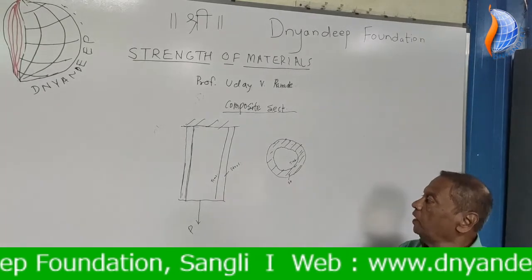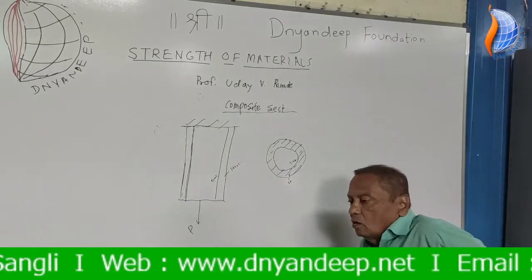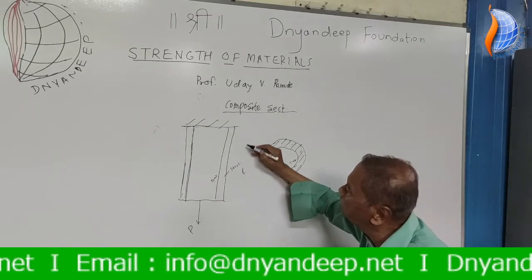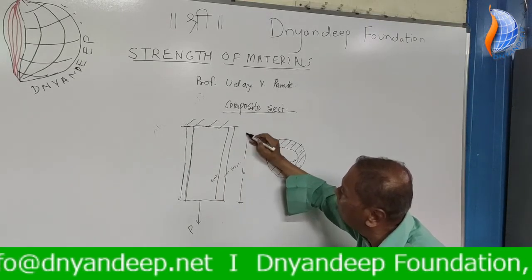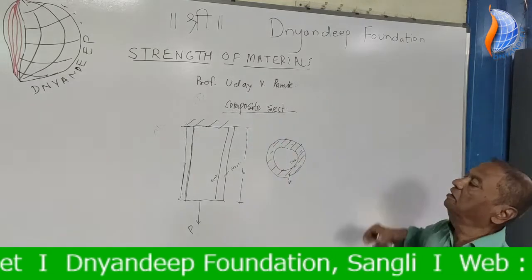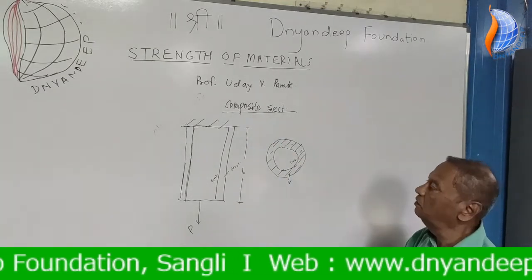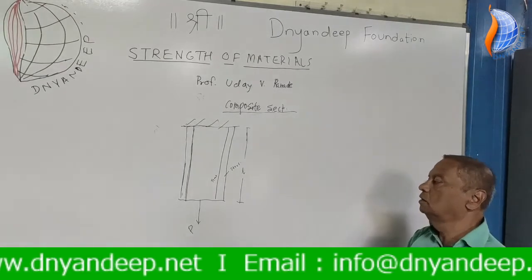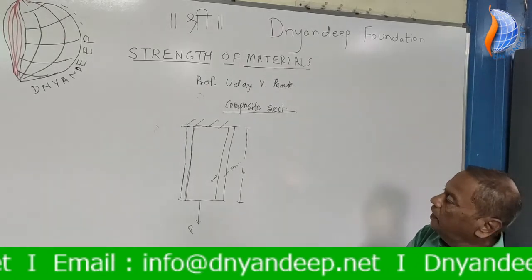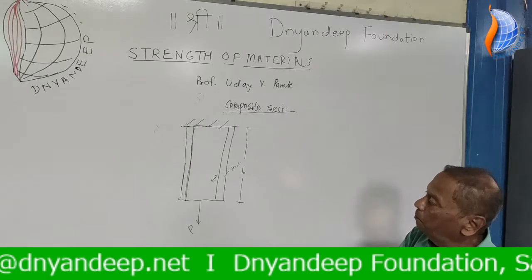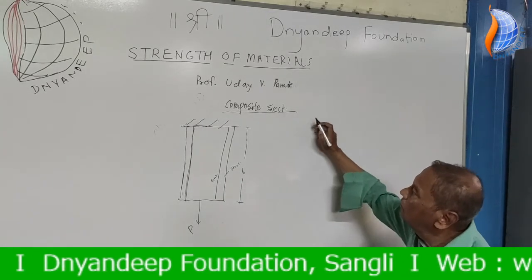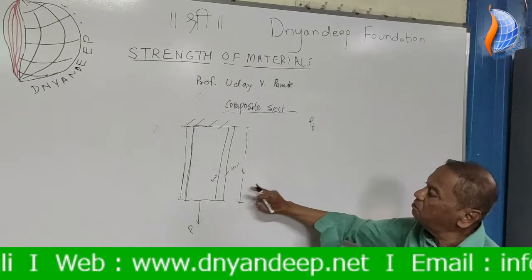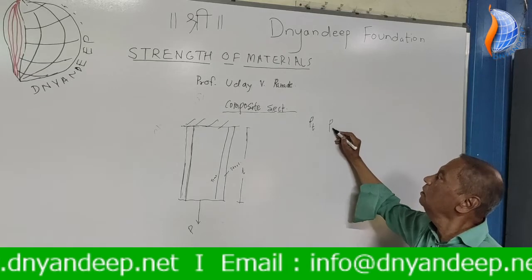Now we will see what are the equations, or how to find. Suppose this has length L and this is fixed at one end and P is applied as shown. Now there are two equations. Let the force taken by timber be P T and the force taken by steel be P steel.